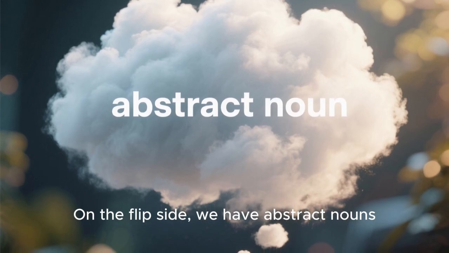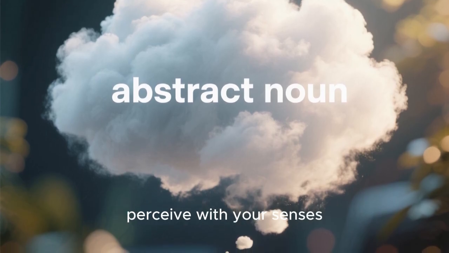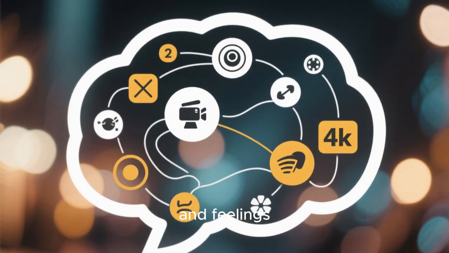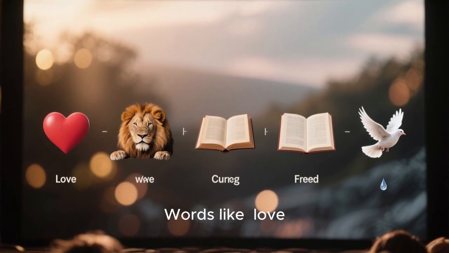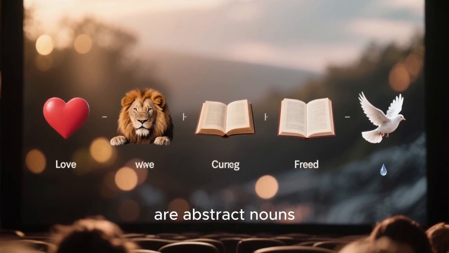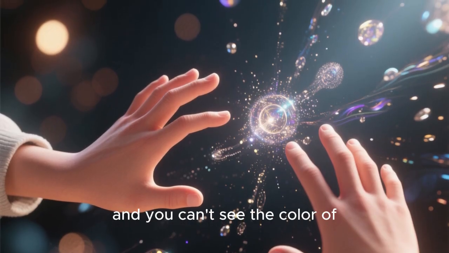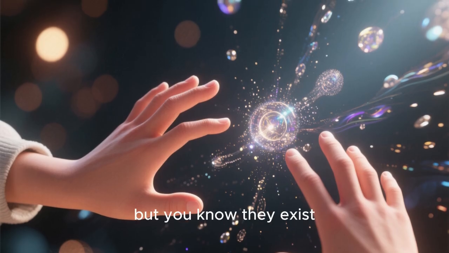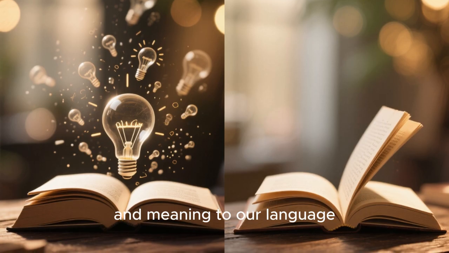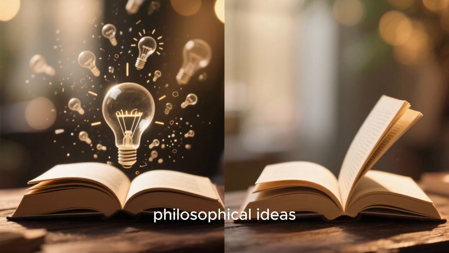On the flip side, we have abstract nouns. These are the things you can't perceive with your senses. They represent ideas, qualities, concepts, and feelings. Words like love, courage, knowledge, freedom, and sadness are abstract nouns. You can't hold bravery in your hand, and you can't see the color of curiosity, but you know they exist. These nouns give depth and meaning to our language, allowing us to discuss complex emotions and philosophical ideas.